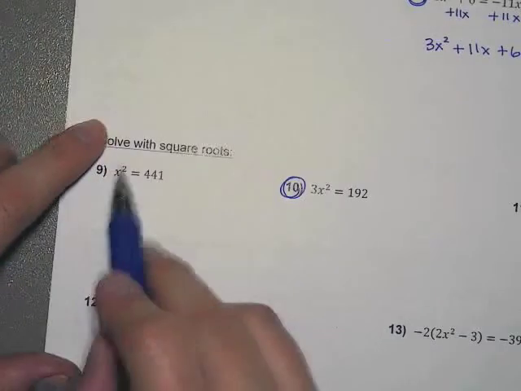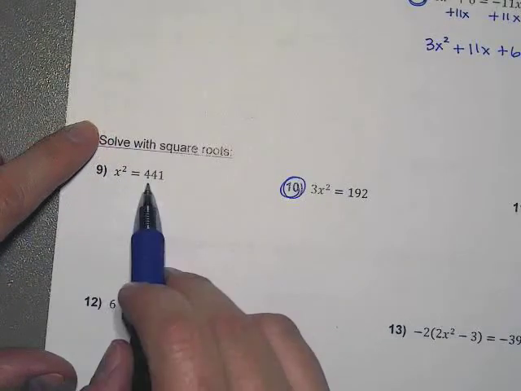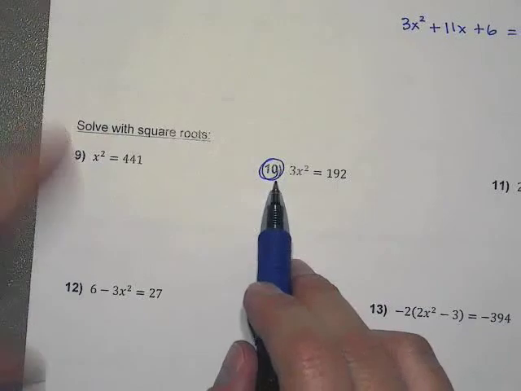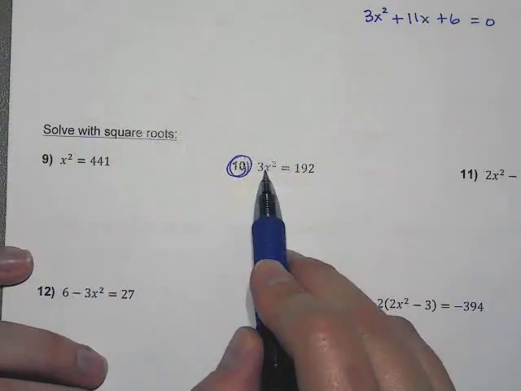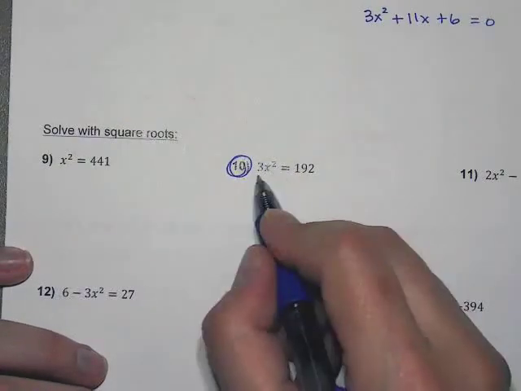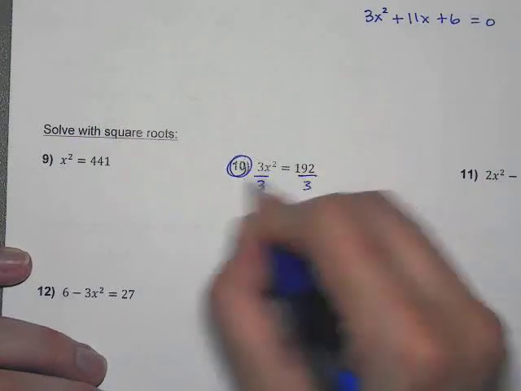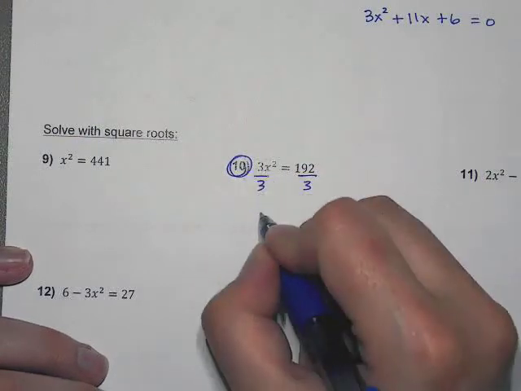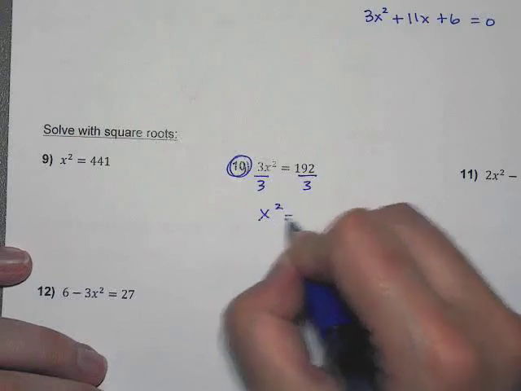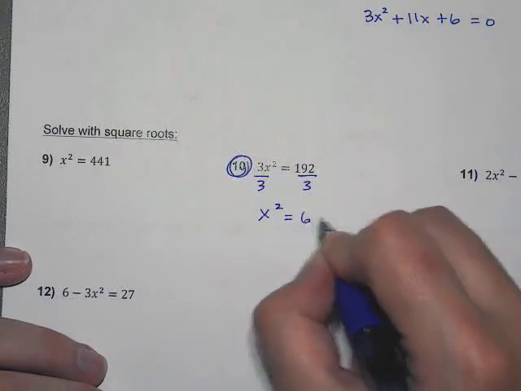If the x squared is already all by itself, you can just square root both sides. But like in number 10 situation, the x squared is not all alone yet. So the first thing we need to do is get x squared all alone. And the way I'm going to do that is here, divide by 3 on both sides, right? So that these 3 will cancel out over here. I get x squared equals, and I believe this comes out to be 64.